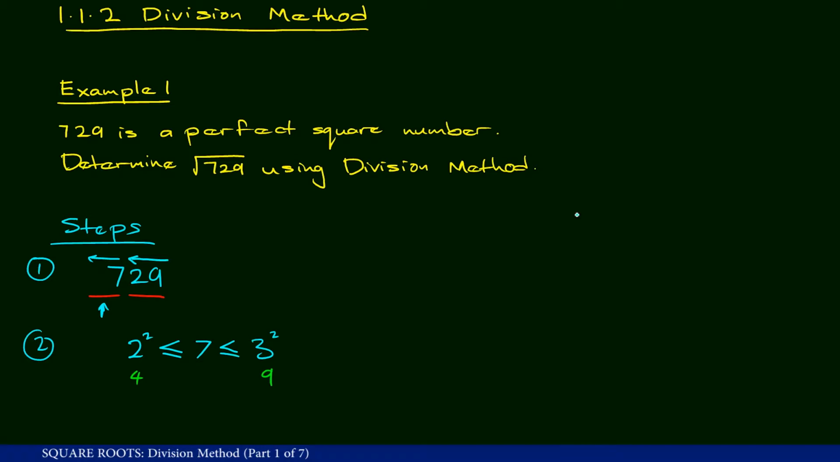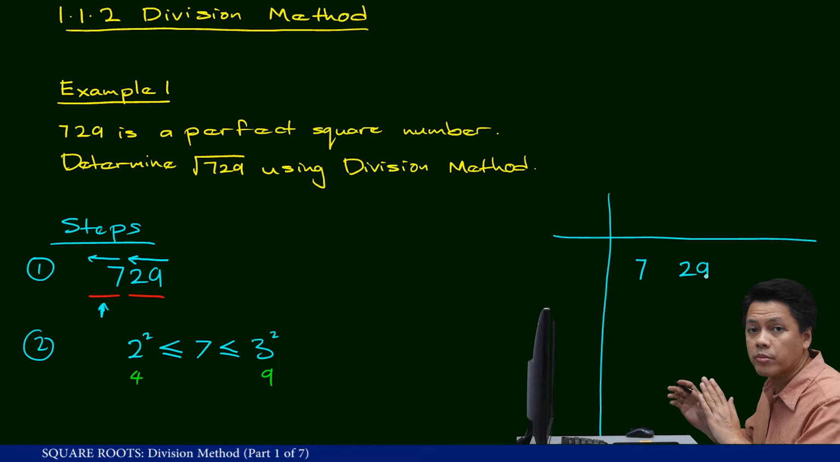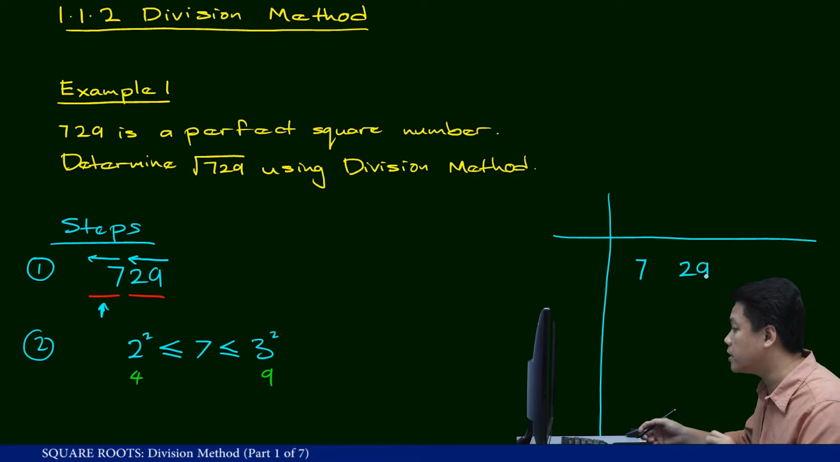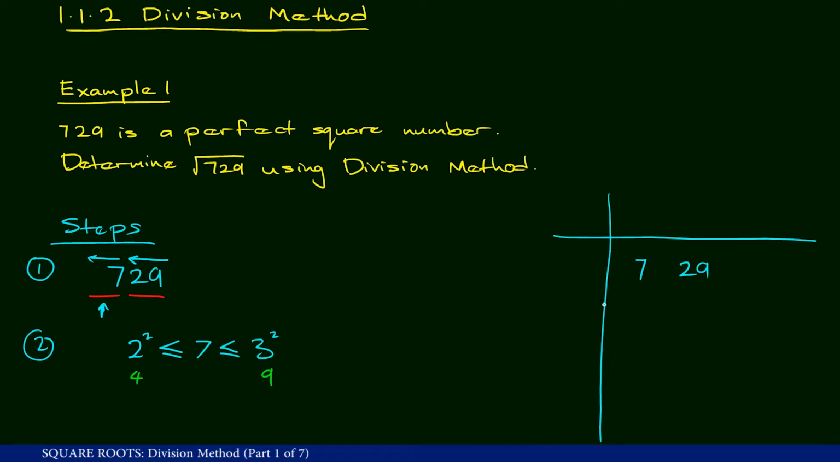So what we're going to do is draw some vertical lines and horizontal lines here. We're going to put the pairs 7 and 29, and put some distance between the pairs in the number. And we're going to choose 2, and put this 2 as the divisor as well as the quotient.